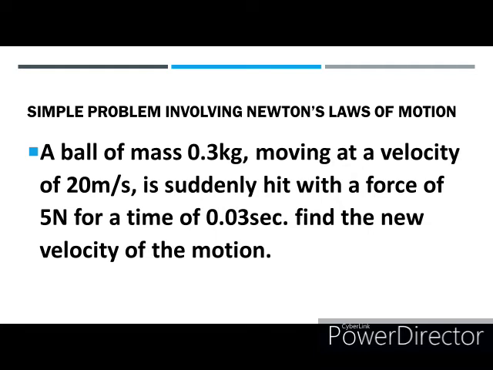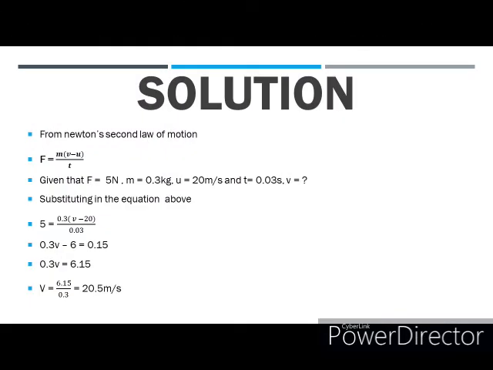In that law, we derived that force is equal to ma or mv minus mu all over t. If you substitute these values into that equation, you will get the answer. So you can see from the simple substitution of the parameters given to us in the question, we got the final velocity of the body to be 20.5 meters per second. I believe that your answer is correct.